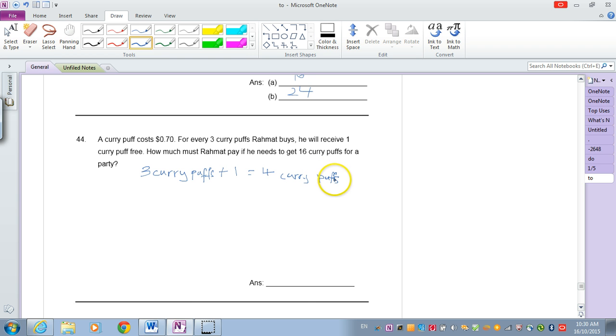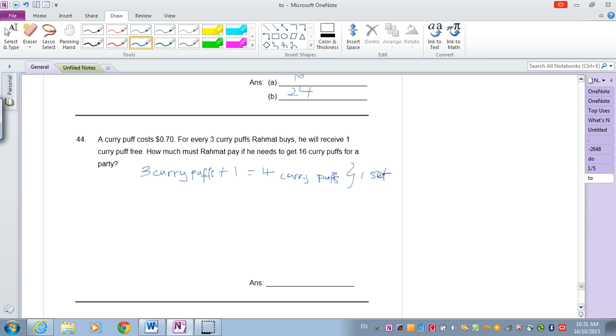Now if you were Ramat, how would you buy your curry puff? Would you prefer to buy one at a time, or would you buy in sets of 4? Okay, you will try to buy in sets of 4. Why? Because when you buy in sets of 4, you get to have the 1 free. Alright, so we call this 1 set.